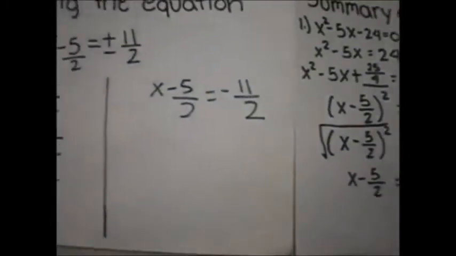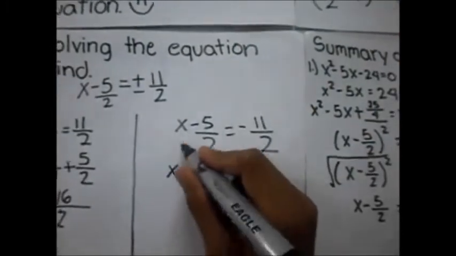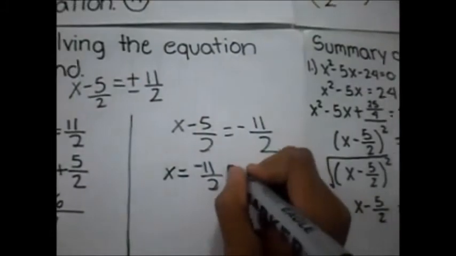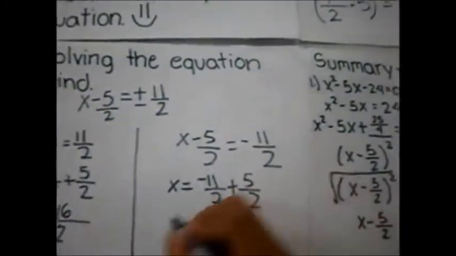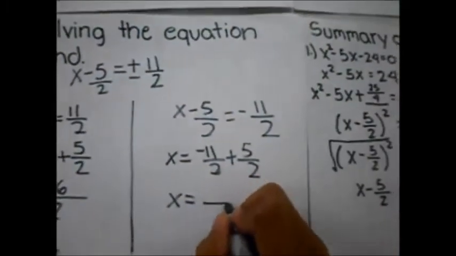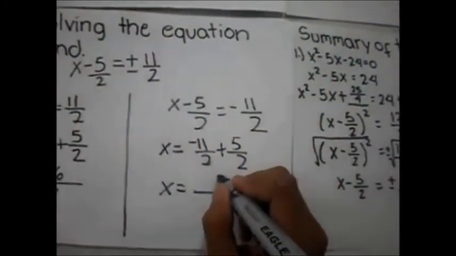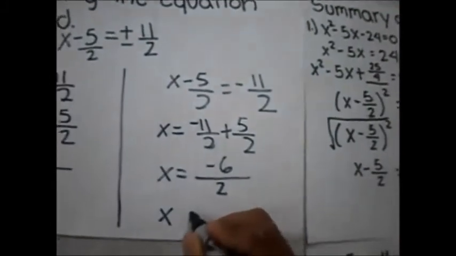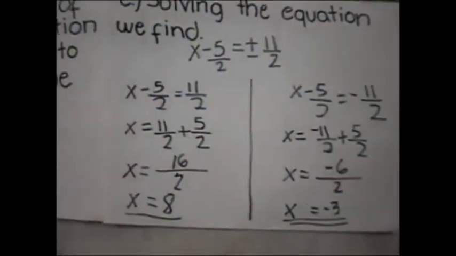And the next equation, x minus 5 over 2 equals negative 11 over 2. Transposing the negative 5 over 2, it becomes positive, because if you transpose a negative, it becomes positive. So x equals negative 11 over 2 plus 5 over 2. Copy the denominator, and negative 11 plus 5 equals negative 6. So x equals negative 3. That is the second value of x. So we already found the values of x.